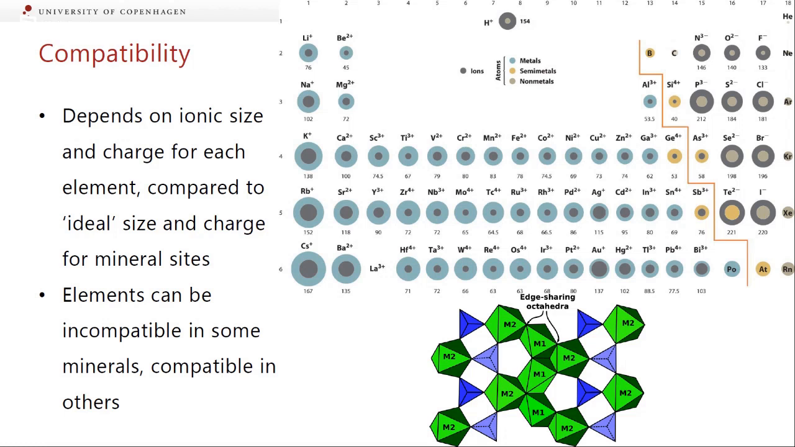Now, the sites are different in every single mineral, and most minerals have a few different sites in which ions can fit. So elements can be incompatible in some minerals, but compatible in others. For example, aluminium is very incompatible in olivine. It doesn't really fit in the tetrahedral site or these M1 or M2 sites, but it's obviously a major constituent of feldspars, so it's compatible in feldspar.